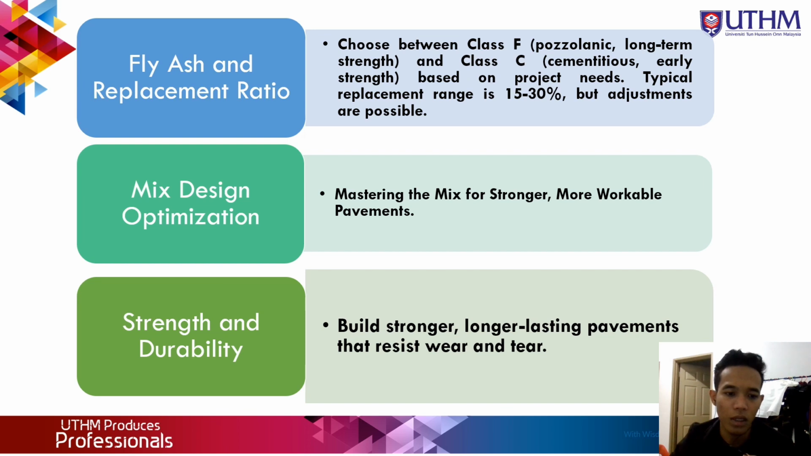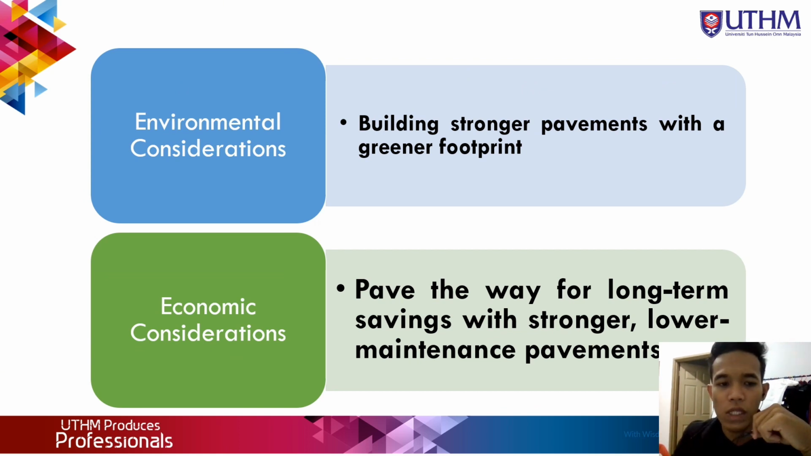And the third one is strength and durability, which is to build stronger, longer lasting pavements that withstand wear and tear. At this point, we need to focus on the improvement of strength and durability, and reduce the maintenance of the pavements. The fourth is the environmental consideration, which is building stronger pavement with greener footprints. In this consideration, it is important to reduce CO2, to divert waste, and to increase the durability.